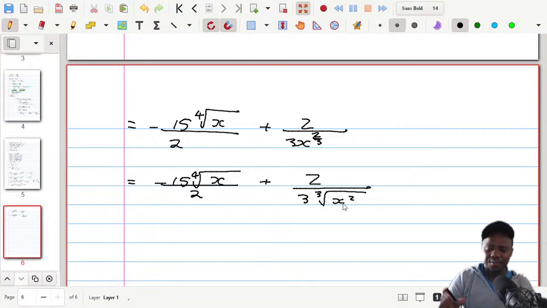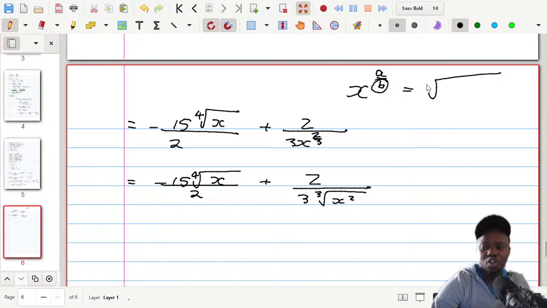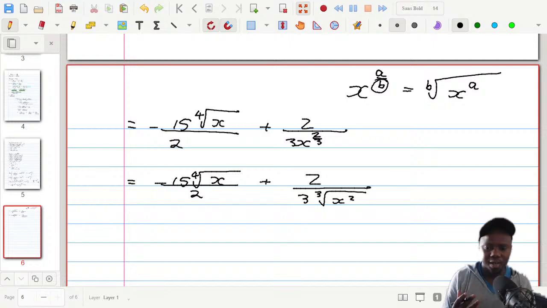So just a hint if you're getting confused about converting between surd form and exponential form. If I've got x to the power, let's say a over b, what you do is you take your denominator and put it on top of your radical sign, then you take the numerator as it is as part of the exponent of the base. Brilliant. I hope that this makes sense to you guys.